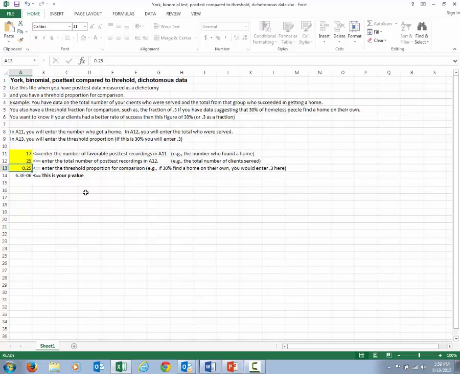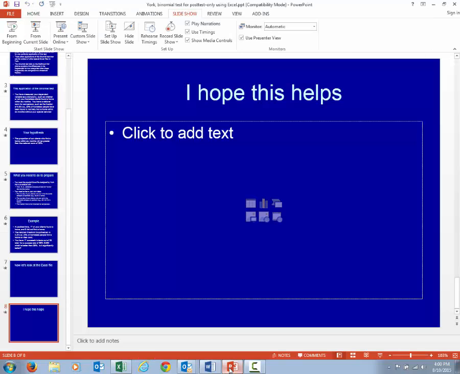So obviously we have found statistical significance at the normal standard for the social sciences, which is 0.05. We are way, way below 0.05. So that is how you use this particular file for using the post-test data when you have a threshold to compare it to and you're using dichotomous data. I hope this helps. Good luck with using this tool.